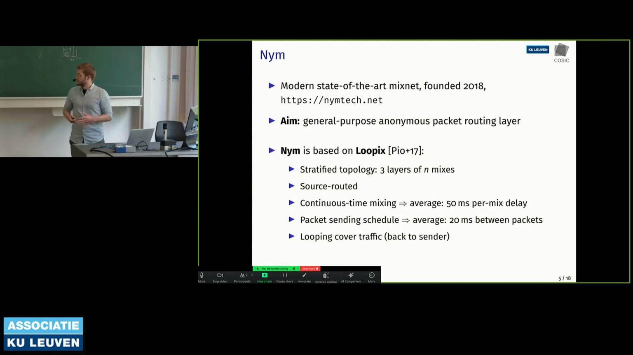And then something that NIM and Loopix both have is, and where Loopix has its name from, is something called looping cover traffic. So in order to hide when you are actually using the mixnet for real traffic, you will continuously send messages that you will throw away when you receive them again yourself. So you send to yourself and you will throw it away. And this kind of behavior hides when you actually are using the mixnet to send real traffic.